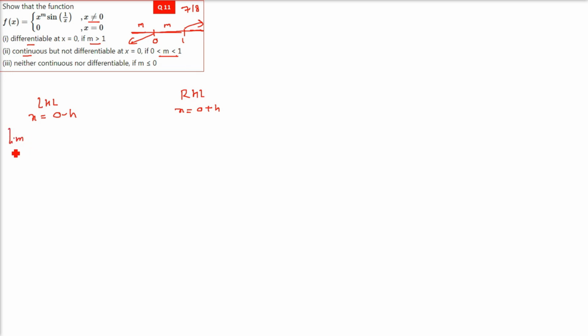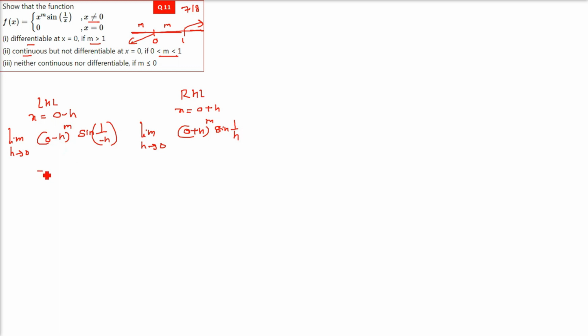So limit h tends to 0. Now please remember and please stick that into your mind. Always limit h tends to 0 is there. I'm not going to write it again and again just to save the time. But it is always there. So this function x m sine 1 by x, I'm replacing x by 0 minus h, which is minus h only. Here also right hand limit, what we are going to do, limit h tends to 0, x raised m, 0 plus h raised to m, sine 1 by 0 plus h is h only.